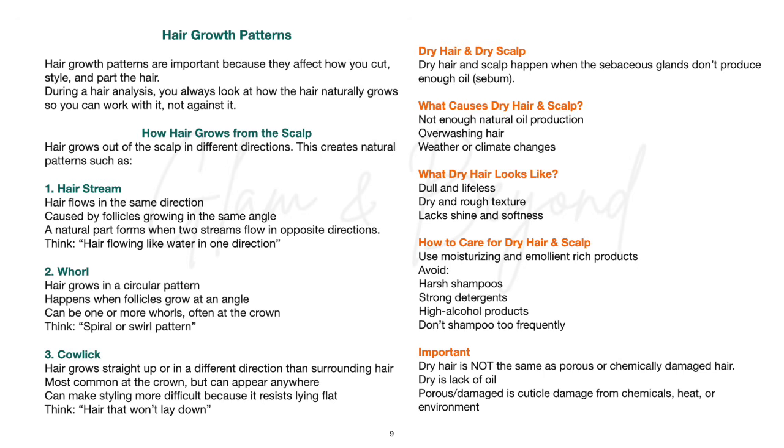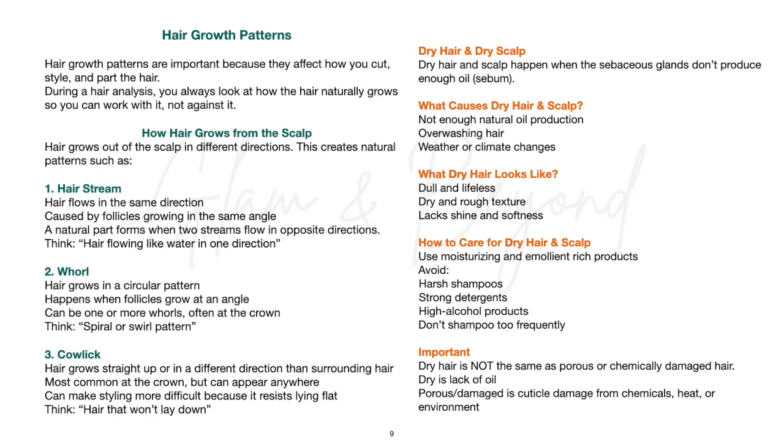Hair grows out of the scalp in different directions. This creates natural patterns such as number 1, hair stream. Hair flows in the same direction, caused by follicles growing in the same angle. A natural part forms when two streams flow in opposite directions. Think hair flowing like water in one direction.